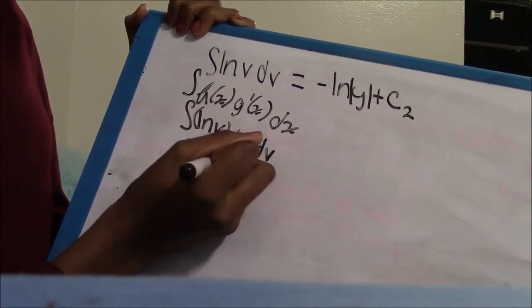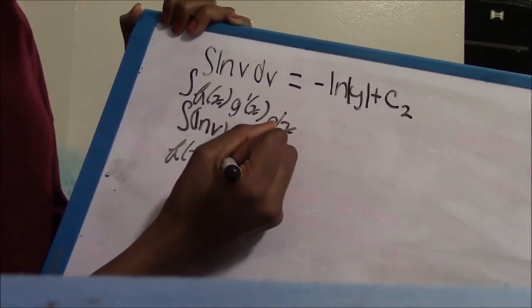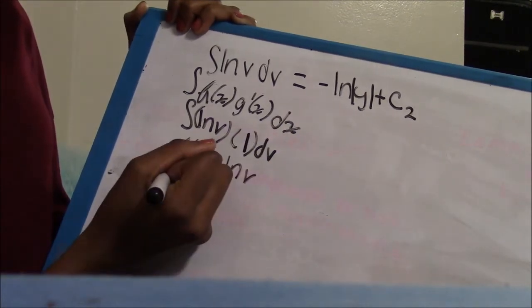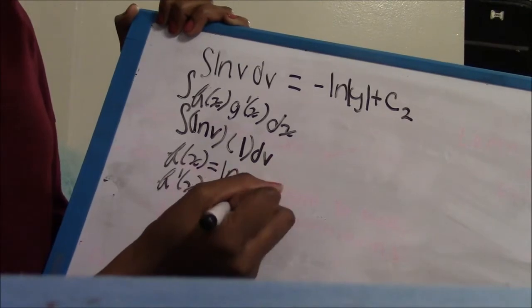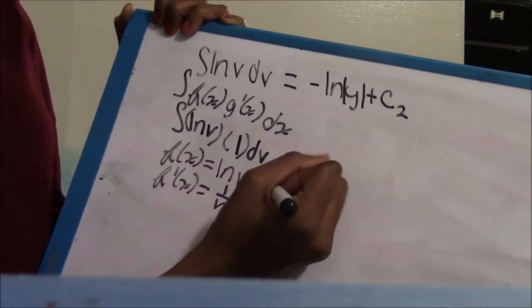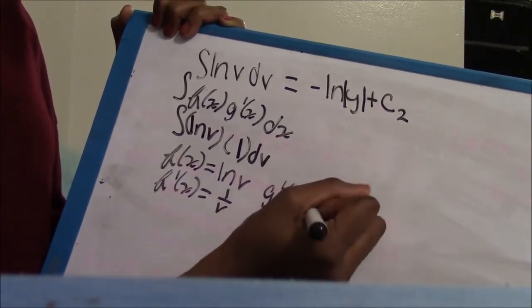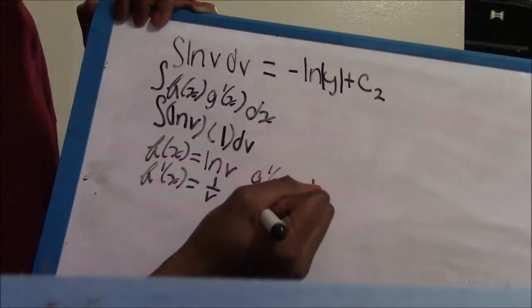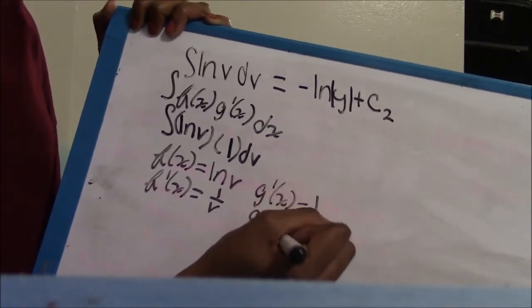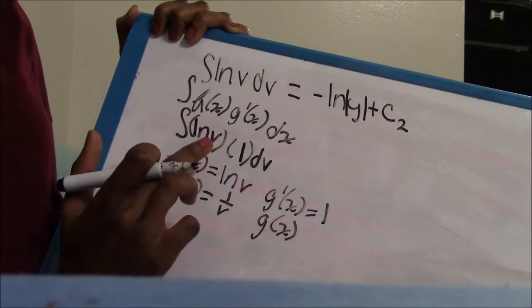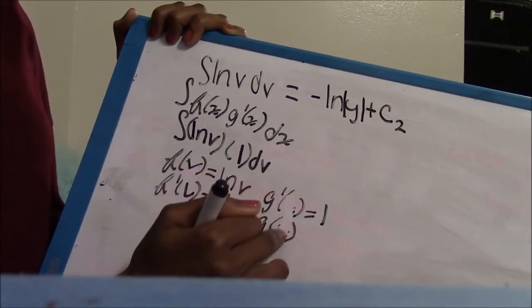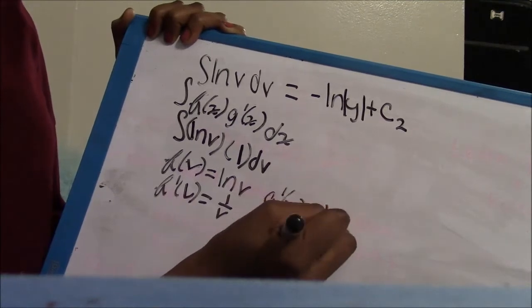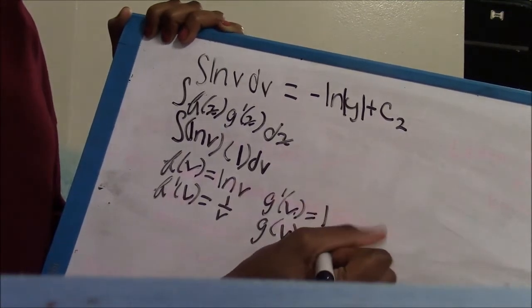Now since we have our f of x and our g prime of x, let's write this out. Our f of x is going to be the ln of v, and that means our f prime is going to be 1 over v. And we have our g prime of x, which is 1, so that means our g of x is going to be, well, we shouldn't use x's, we should use v's, so our g of v is going to be v.